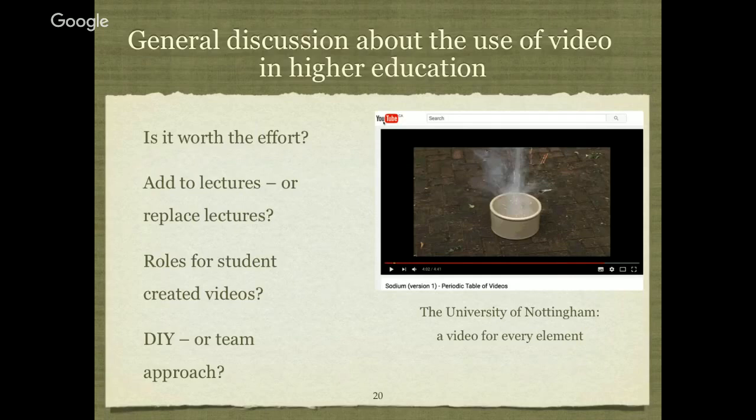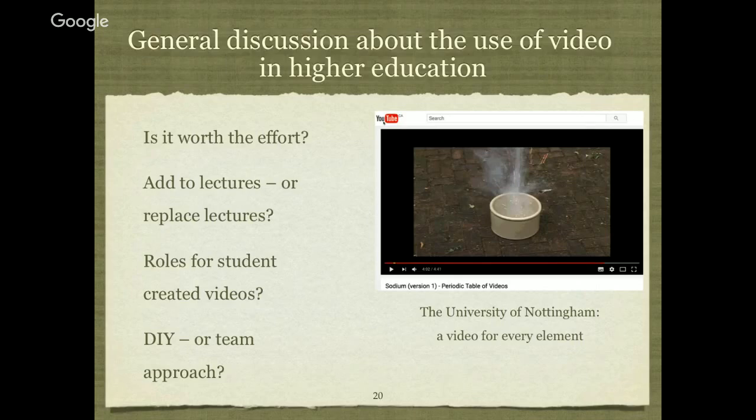Is there a role for student-created videos in your teaching? And would you prefer to do it yourself, or do you think it would be better done with a team approach? And the illustration here is quite nice. The University of Nottingham made a video for every element in the periodic table. There's a 4 or 5 minute video on each element.